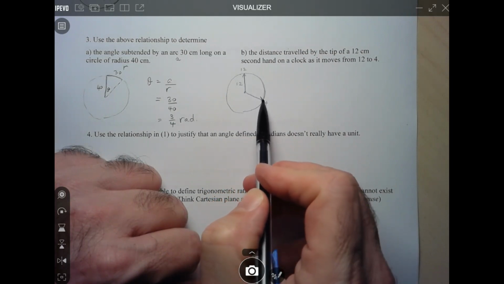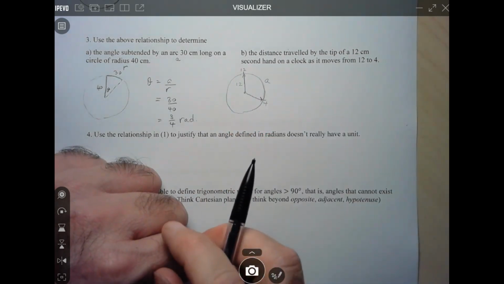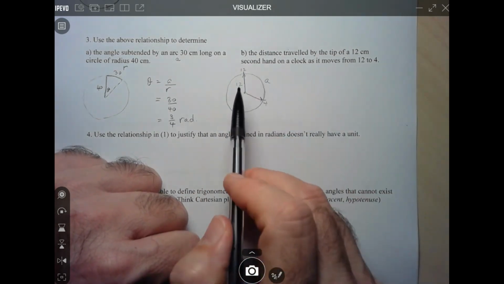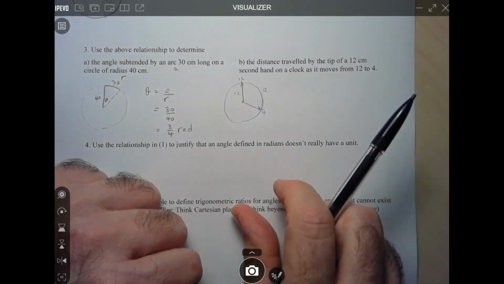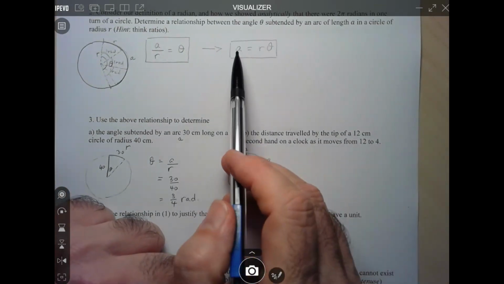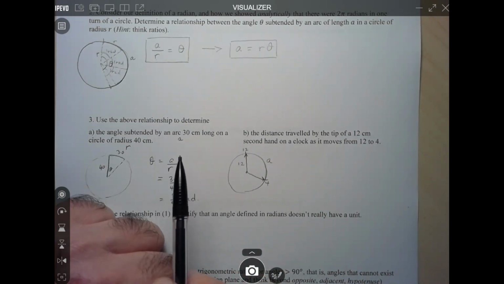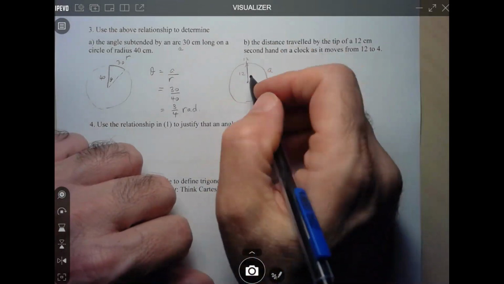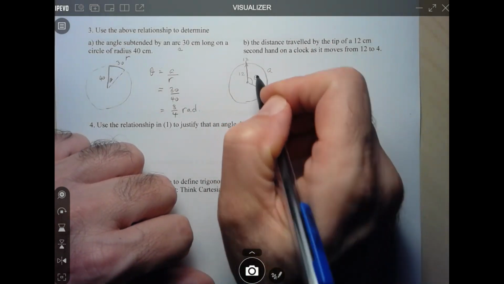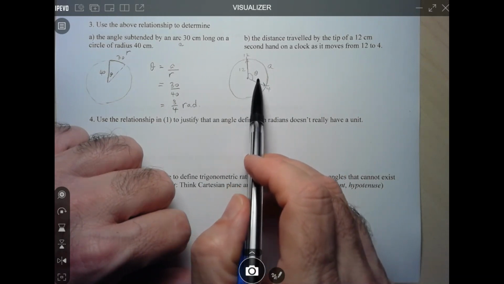So we realize that what we're looking for is an arc length. Okay, so I'm looking for an arc length. I have a radius, but if I want to use this relationship, because they specifically tell me to use this relationship, what I'm going to need is an angle. So if I'm looking for this angle, theta, what I realize is it's the angle with the second hand going from 12 to 4.